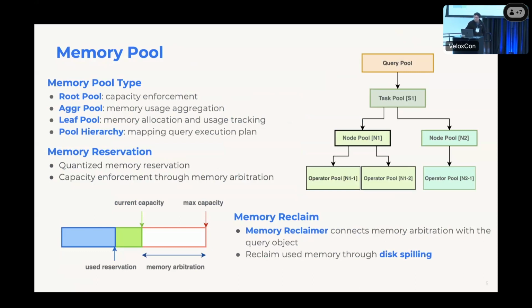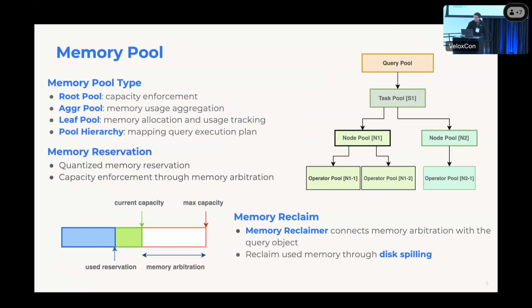We have mentioned the memory pool capacity. In the actual implementation, we have two capacities in a memory pool. One is the max capacity, which is the capacity that the user specified. The other one is the current capacity, which is the capacity the memory pool can actually use. And when we create a memory pool from the memory manager, it doesn't allocate the full capacity to the query pool.